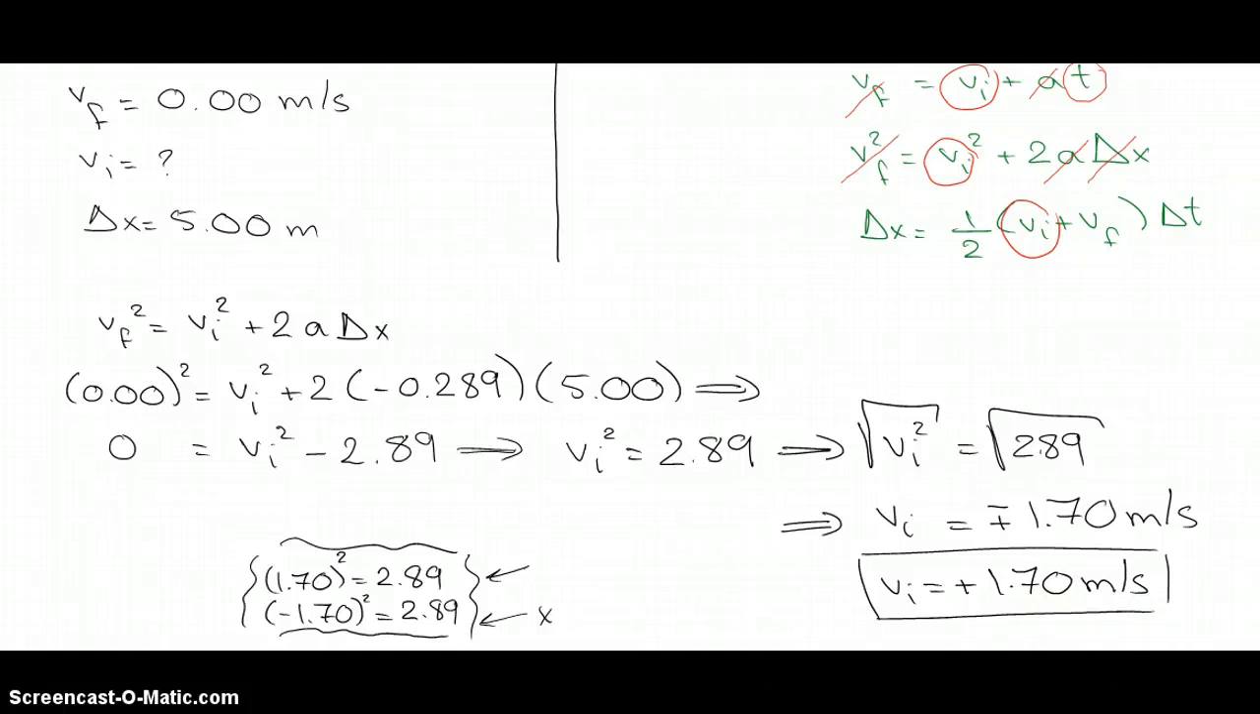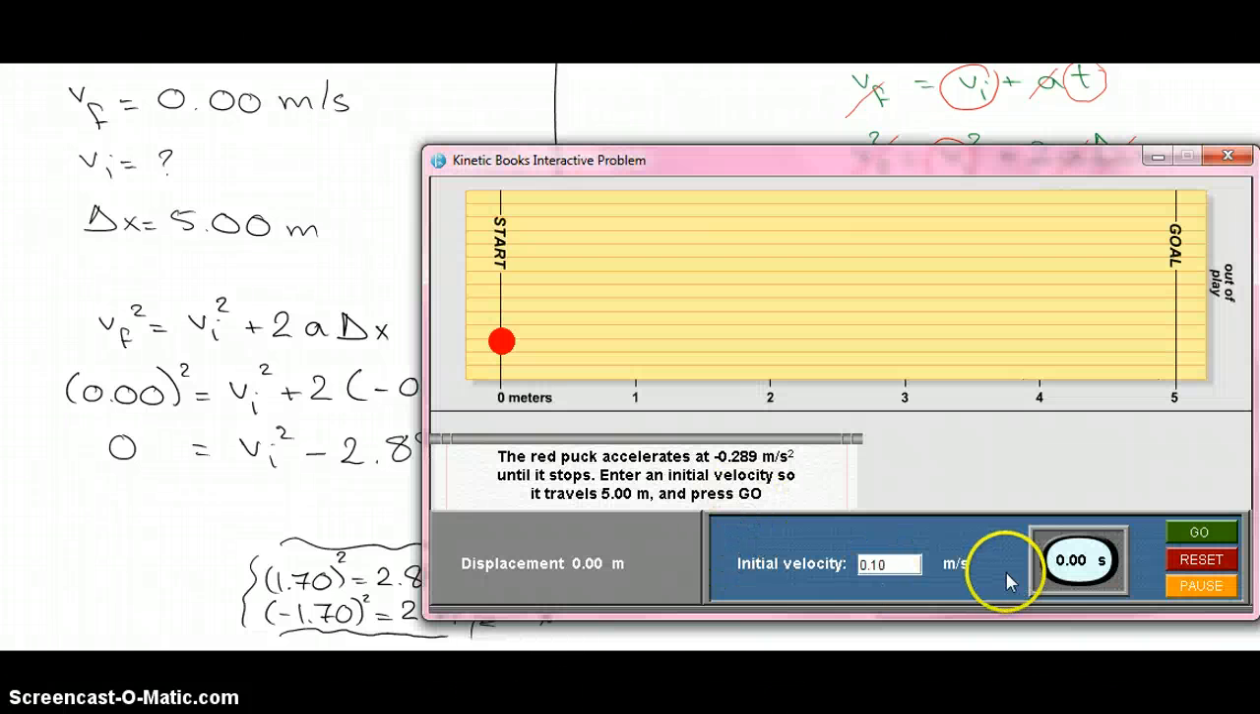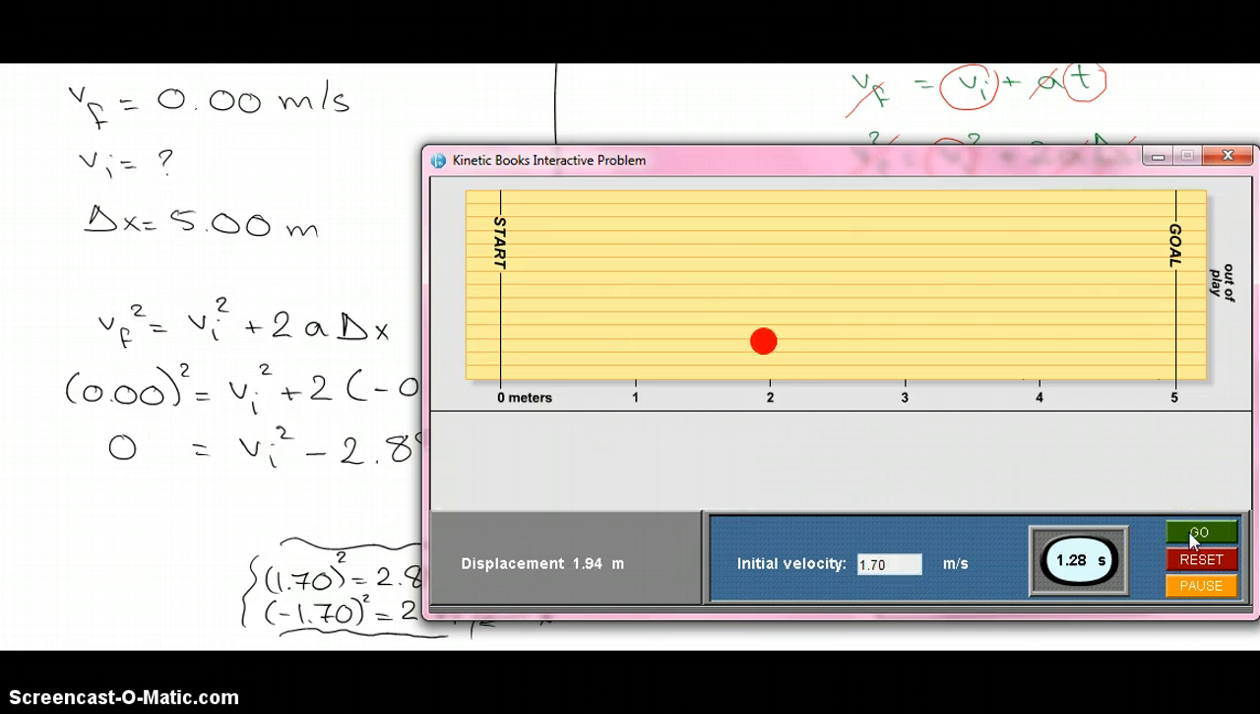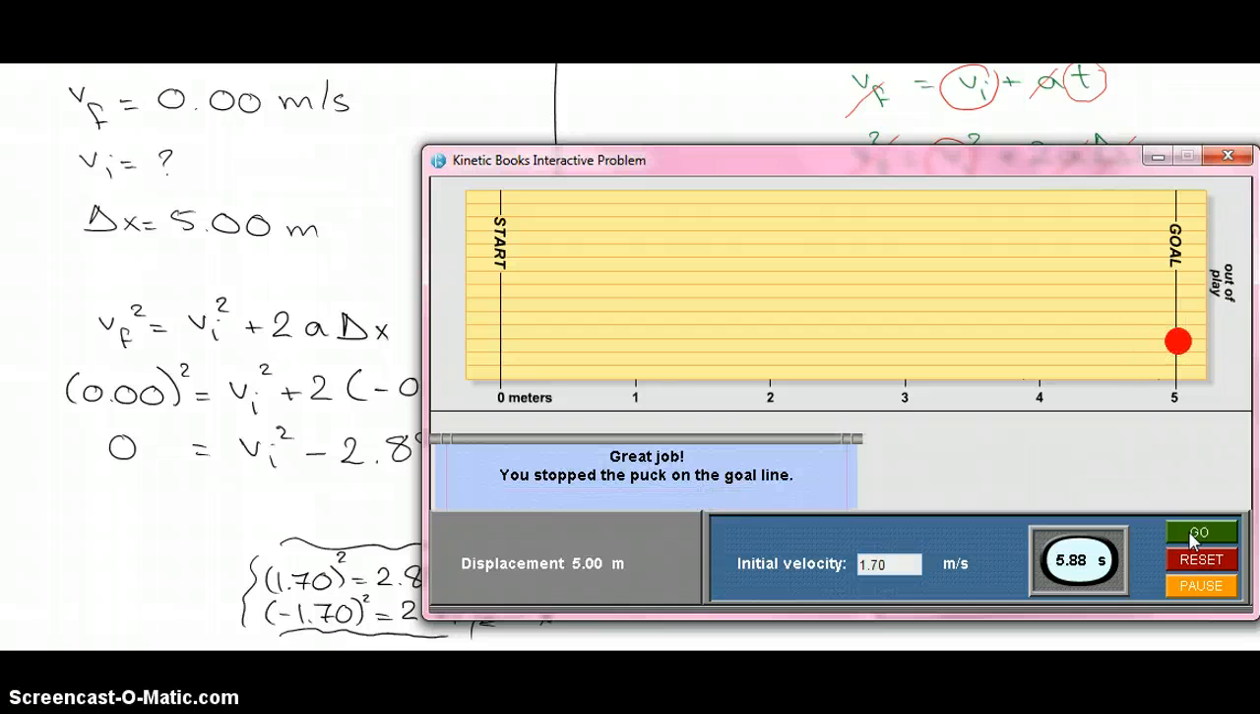Okay, I will try that. I will go to the activity and put in 1.70 and see what happens. Looking good. Great job. You stopped the puck on the goal line.